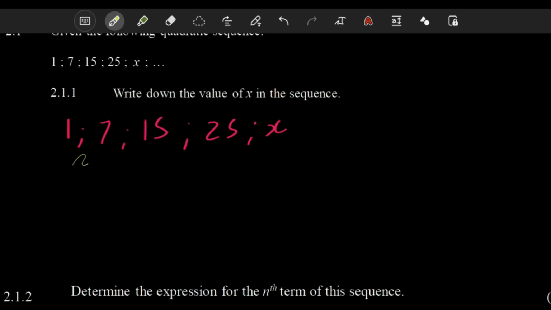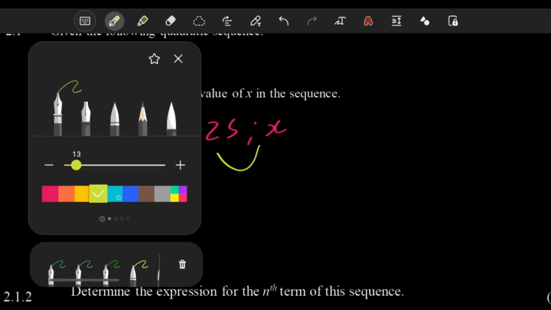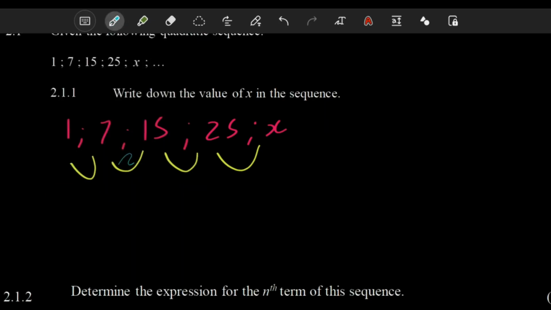So you want to check for the sequence of first differences, and then you want to get the sequence of second differences, or the second common difference. So 7 minus 1 here is a 6. 15 minus 7, isn't that an 8? I hope so. 25 minus 15, that's 10. So x minus 25 is what's going to go here.